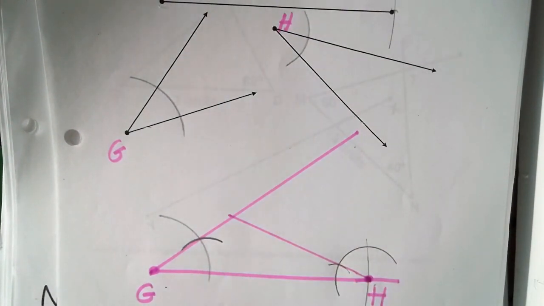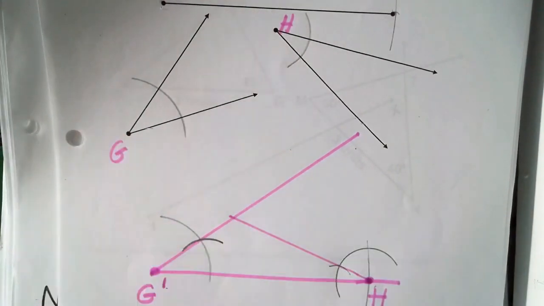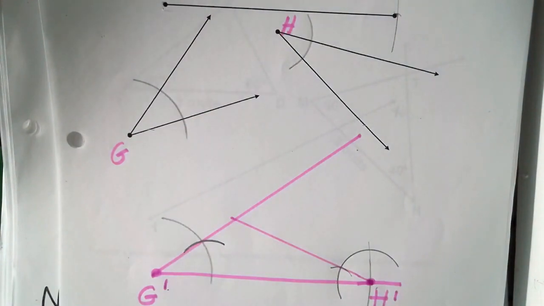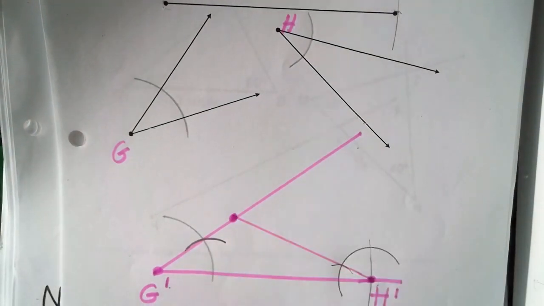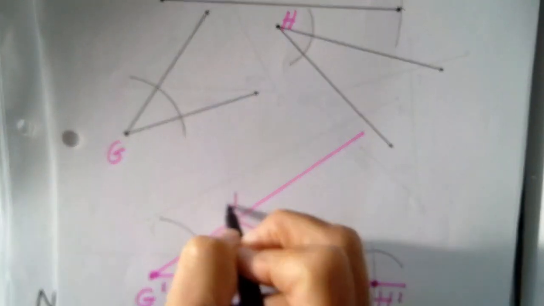So I know my angle G is the same size. I'm going to call it G prime. G prime is now the same size as G. H prime is now the same size as H. Okay, and then it says extend the two rays until they intersect. Here's where they intersect. There is where we're going to say is going to be J.